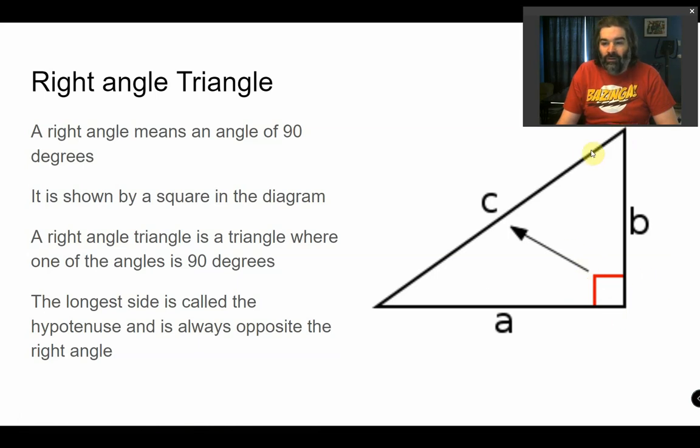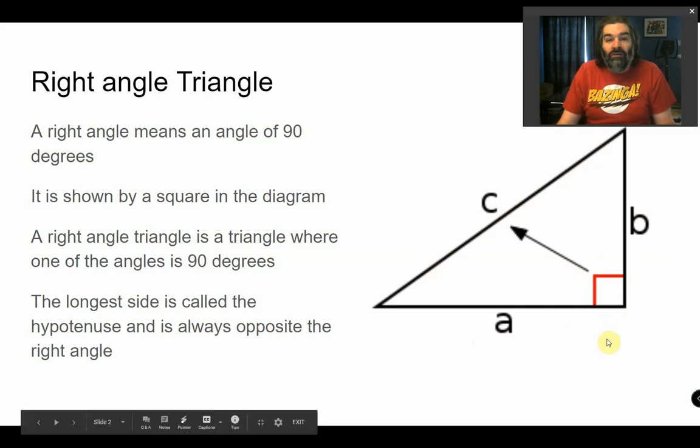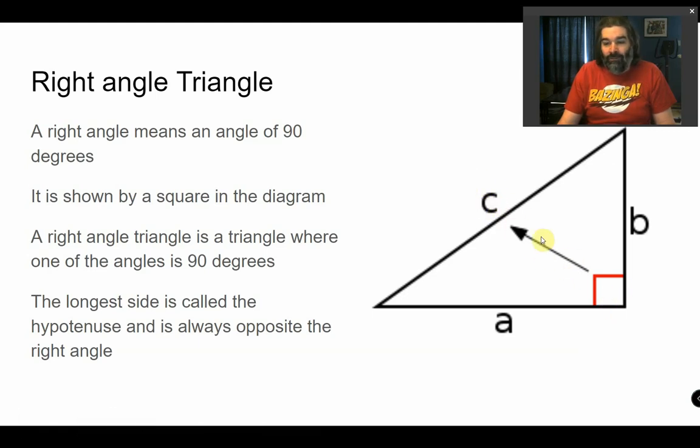Now, the longest side of a right angle triangle, one side will always be longer than the other two, and we call that the hypotenuse because math teachers have to give a fancy name to things to confuse people. We can't just call it the longest side. The longest side, the way you find it, that's going to be your side C. It's always exactly opposite the right angle, all right? So if you look for the square, look across from the square, that'll always be your hypotenuse, and you'll never mess it up.